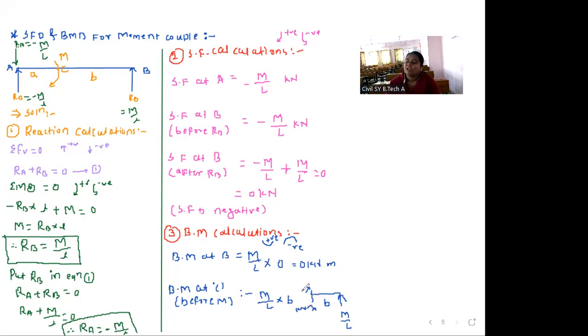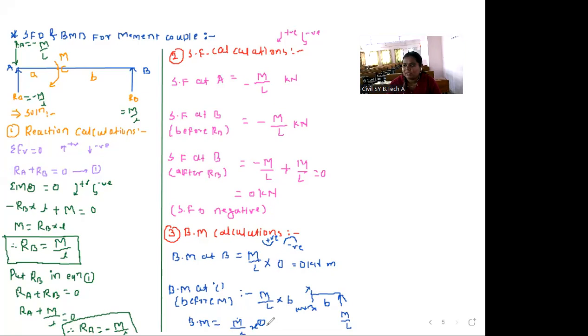But we have assumed the section at X distance. So the bending moment, suppose we have taken the section at X distance, is equal to M divided by L into X. And here the power of X is 1.